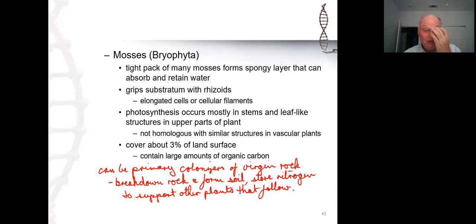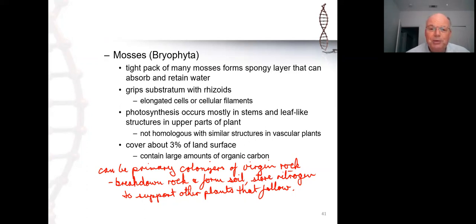As primary colonizers, they can break down virgin rock and release the minerals, and also break it down into small particles that becomes the foundation for soil. They have the capacity to store nitrogen in the soil and contribute to supporting follow-up colonizers. So these are really important in establishing new ecosystems when virgin land forms.